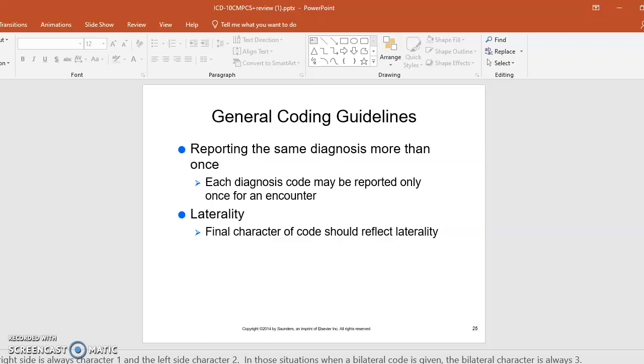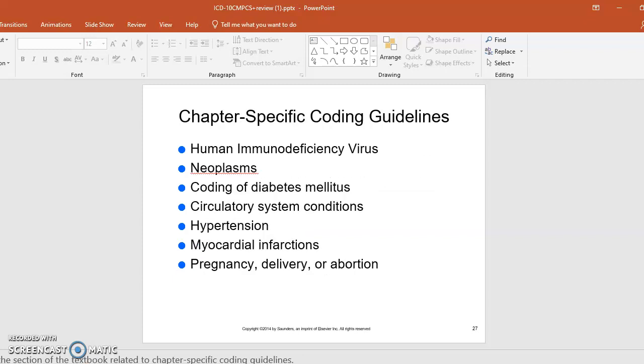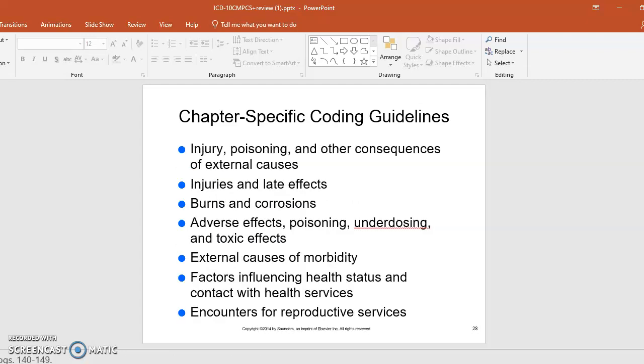reporting the same diagnosis more than once. Again, you can never ever report a diagnosis twice for one encounter. Laterality, the final character should tell me if it's left or right. Documentation for BMI, so body mass index. We also have pressure ulcer stages. Again, make sure you look for this documentation. We have syndromes as a symptom complex. We have documentation of complications of care. Chapter specific coding, I'm not going to go through this right now, but just review it in the PowerPoint.